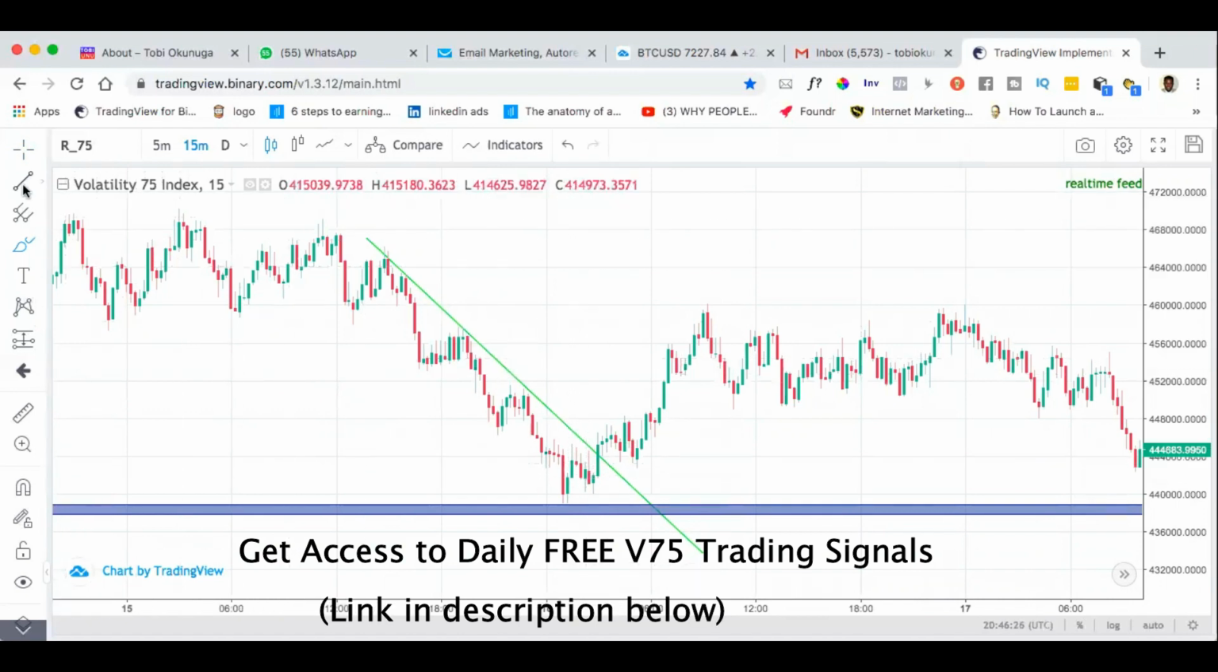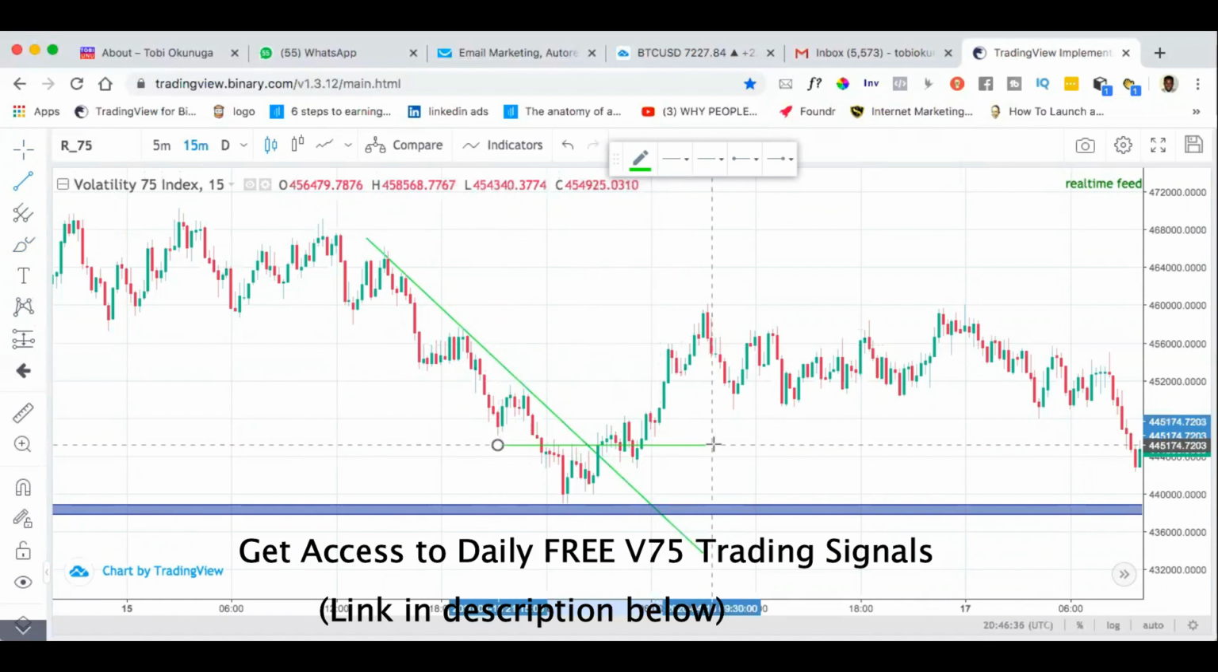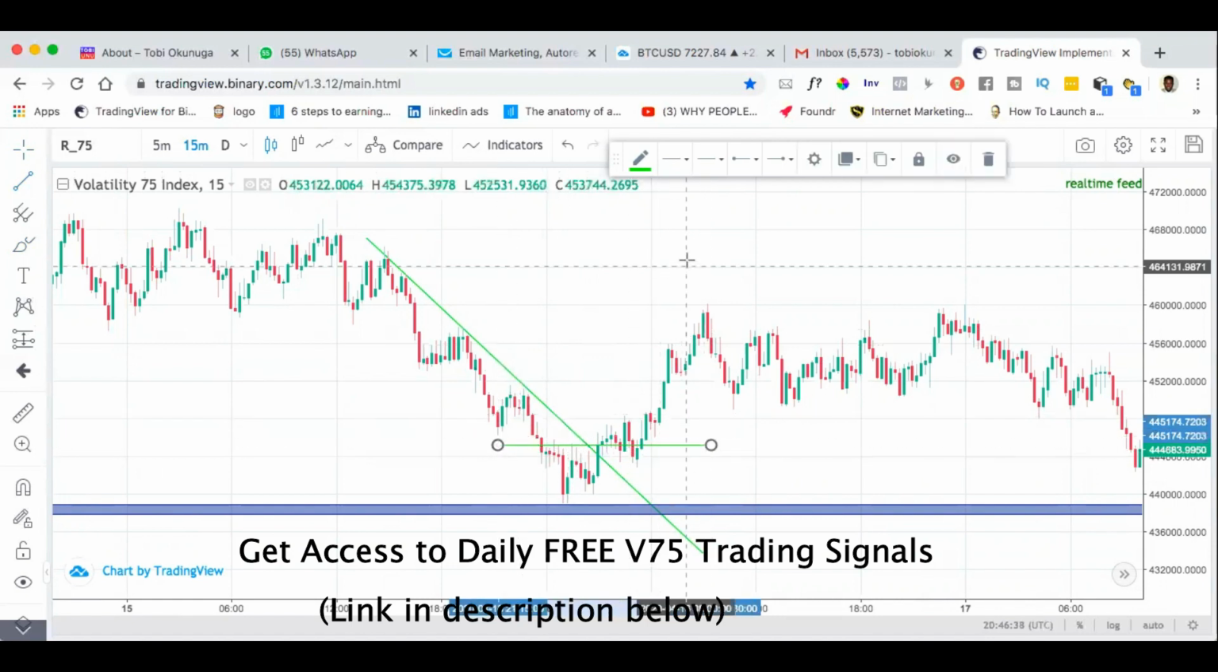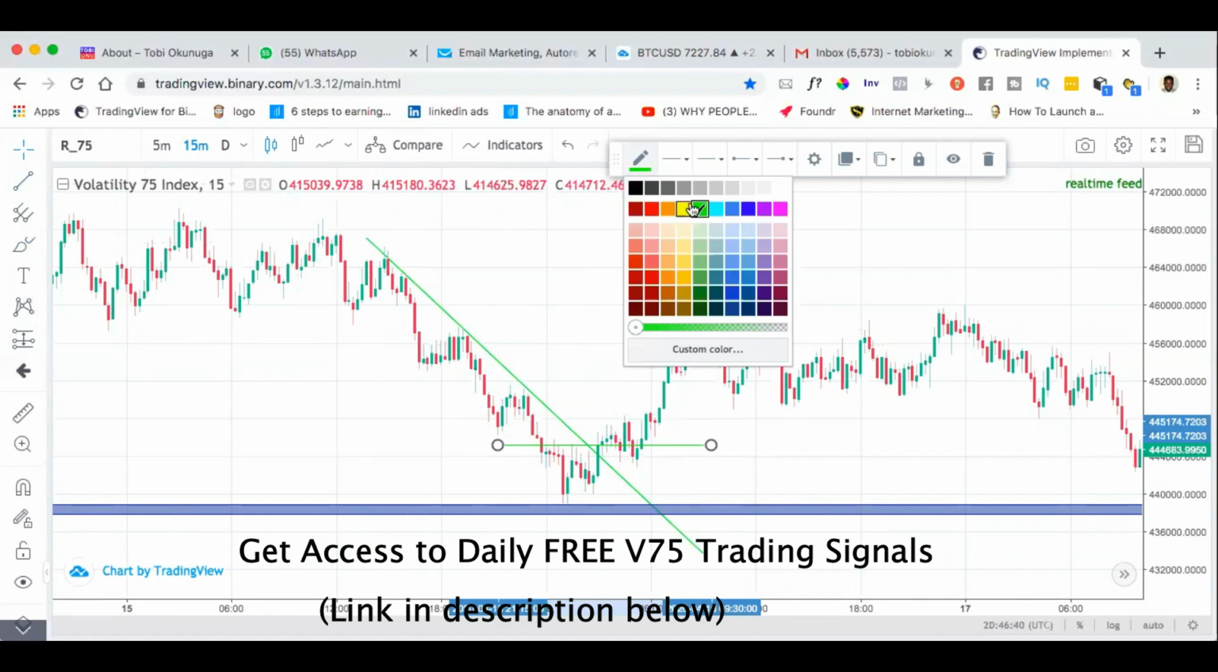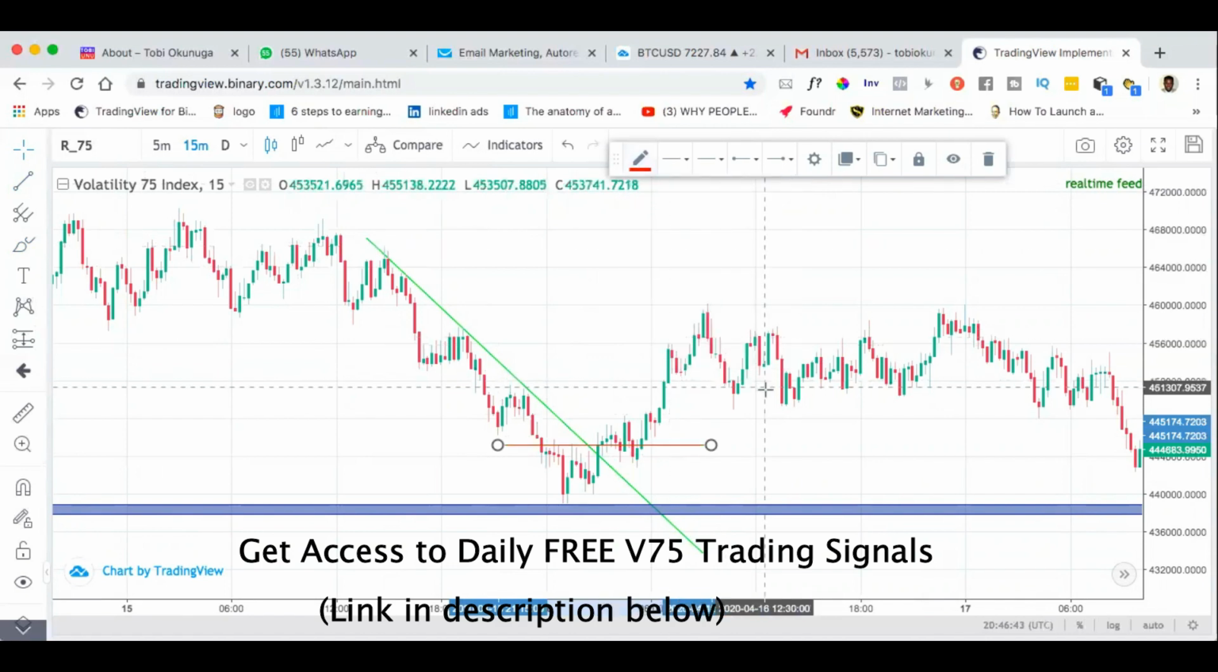Now what I'm going to do is I'm going to draw my neckline. This is my neckline right here at the top of the wick. I want price to break my wick. Price must go past my wick. If it does not go past my wick, I don't consider it as a break.